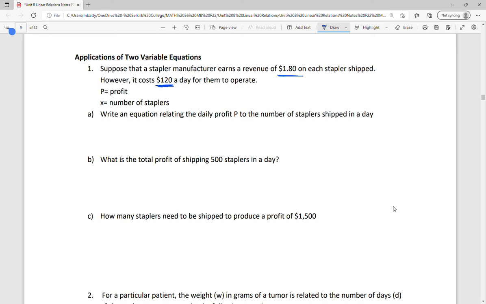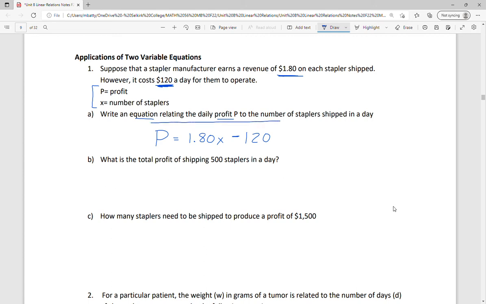So there is an equation, and this is a little bit tricky to come up with on your own. I've said the two variables are going to be P for profit and X for the number of staplers. So we want to write an equation figuring out what the profit is when we make staplers. So the profit is going to equal $1.80 on each stapler. Remember, X is the number of staplers, but you'd have to cover your wage, keep the lights on, whatever it is.